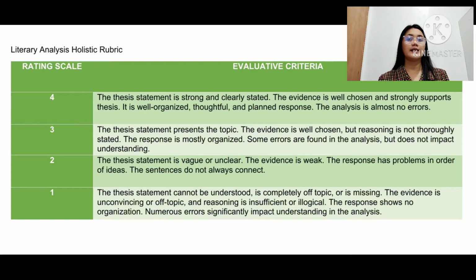And 3 is given if the thesis statement presents the topic, the evidence is well chosen, but reasoning is not thoroughly stated, but the response is mostly organized. Some errors are found in the analysis, but they do not impact understanding. 2 is given if the thesis statement is vague or unclear, the evidence is weak, the response has problems in order of ideas, and the sentences do not always connect.